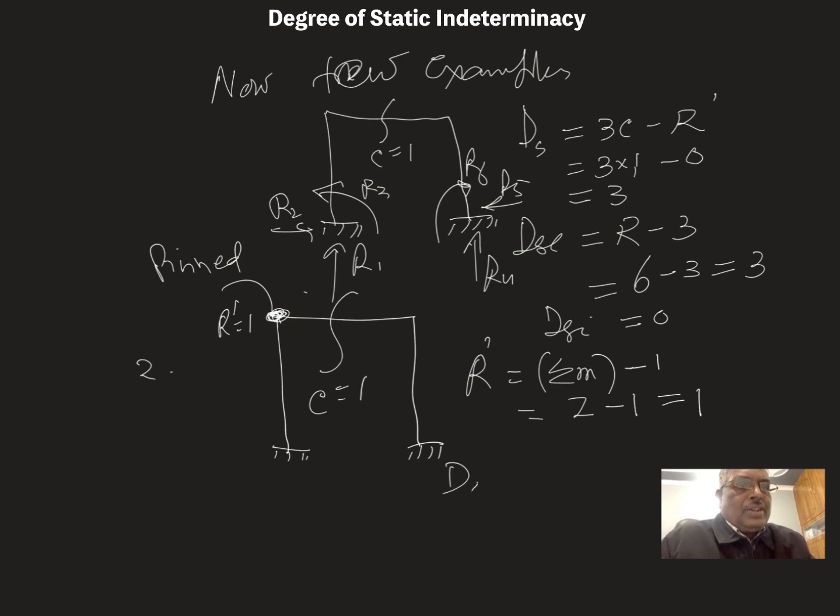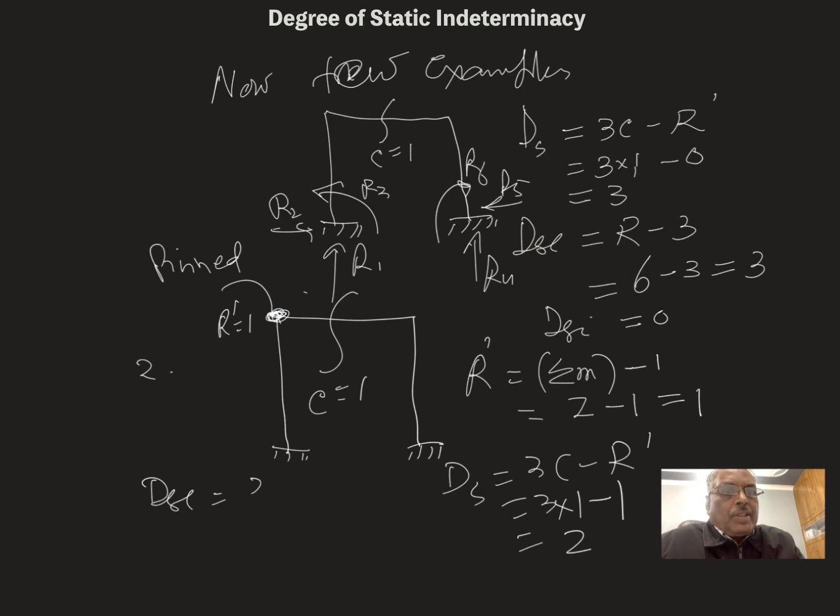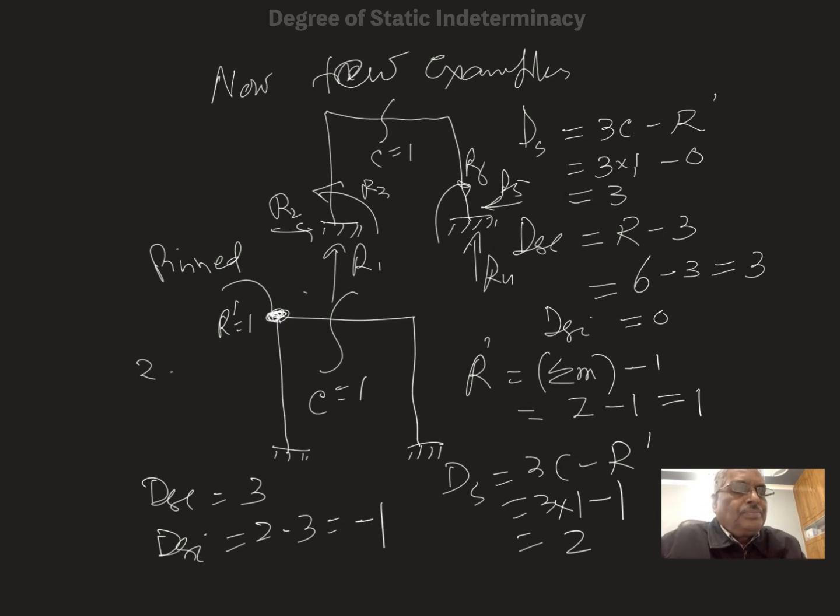So DS is equal to 3C minus R dash. So 3 into 1 minus 1. So degree of indeterminacy: total is 2, DSE is 3. So DSI will be 2 minus 3 is equal to minus 1. So this is the internal indeterminacy, there is minus 1.